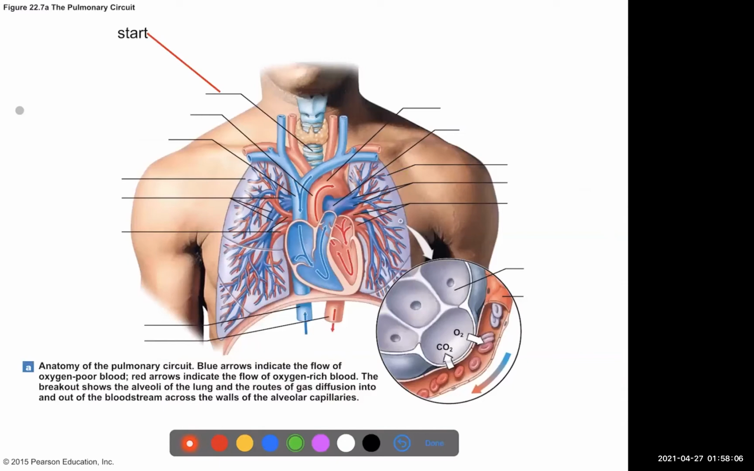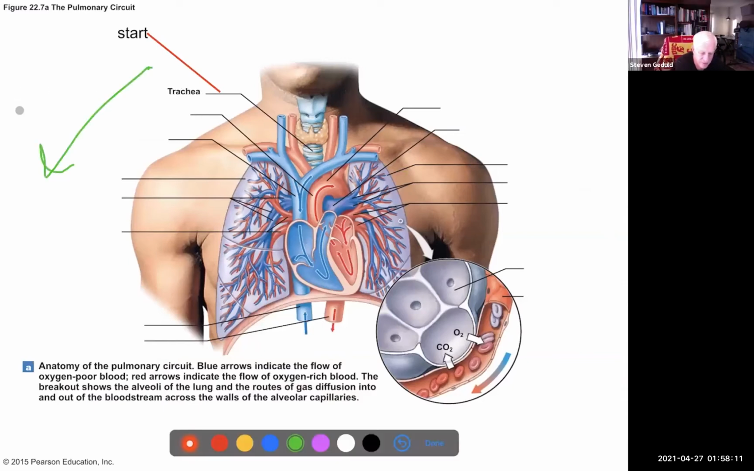Trachea. I think we're going to go this direction, but I'm not 100% sure. So what's this pointing to right here? Let's do this one. This is pointing to this right here. This is what? Aorta. The ascending aorta, because here's your left ventricle, and it's pumping blood up through the semilunar valve. This is going into the ascending aorta.